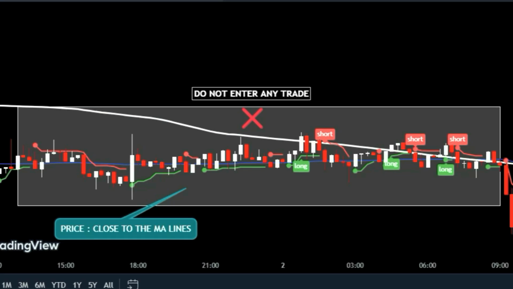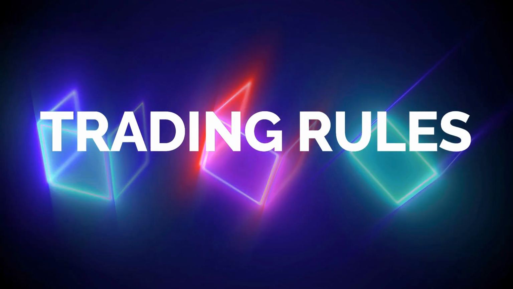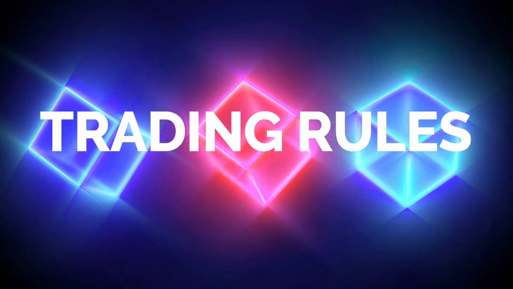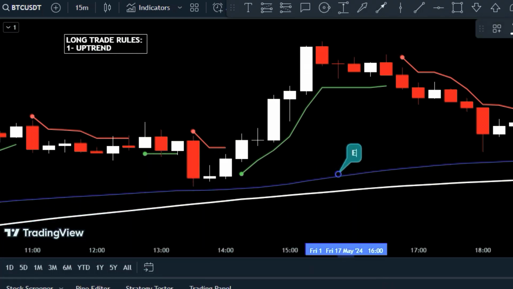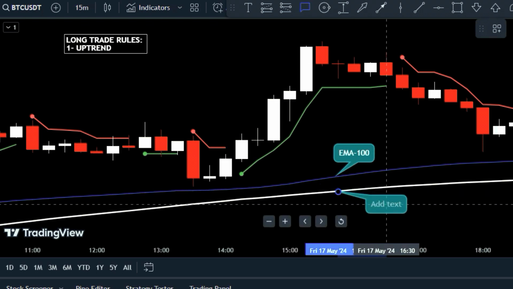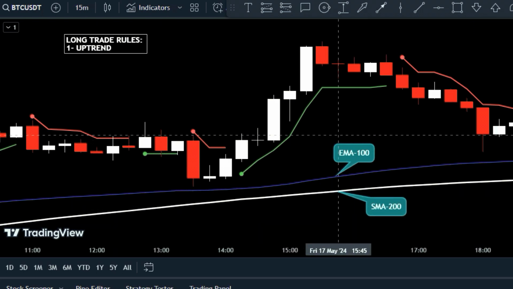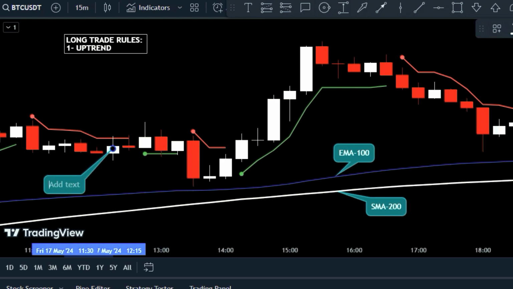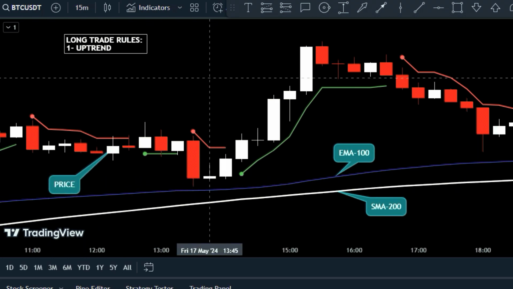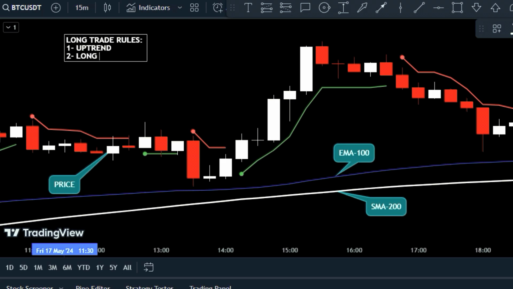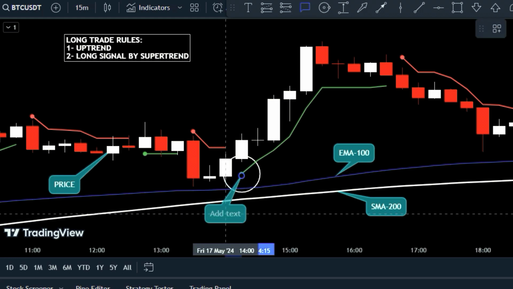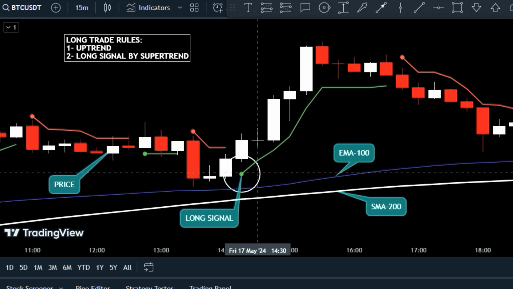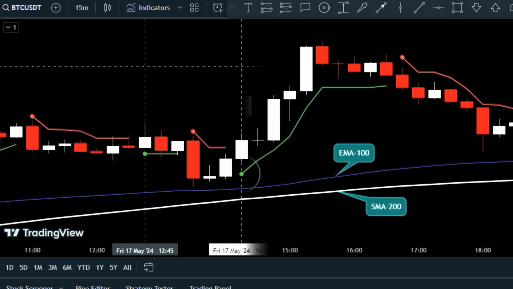Now that you've got a solid grasp on reading the indicators, let's lay out the two essential conditions for entering a long trade. First, ensure the trend is your friend by confirming that the market is on a bullish ride. Look for the EMA 100 soaring above the SMA 200 and the price above both moving averages. Then patiently hold off until the super trend indicator flashes a green dot and a green line below a candle, signaling a prime buying opportunity. Once these two conditions are met, it's go time for placing the buy order.